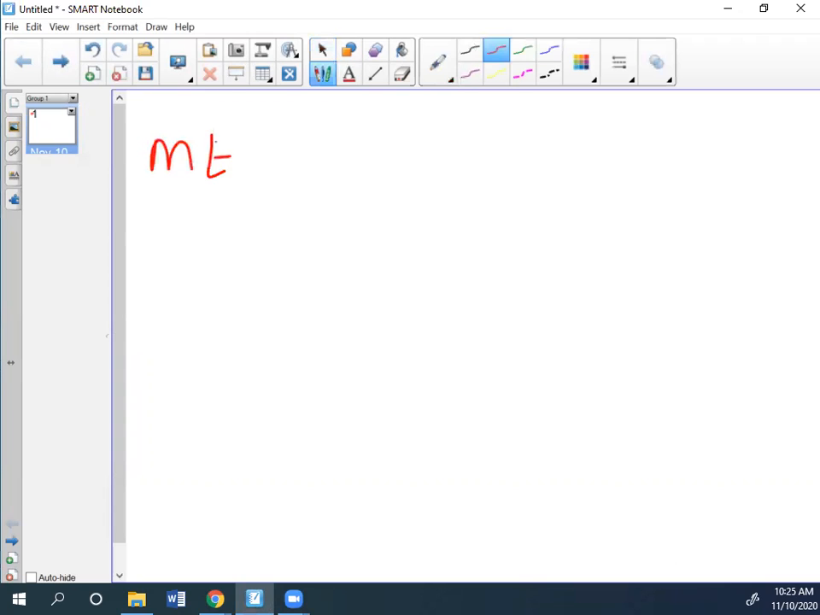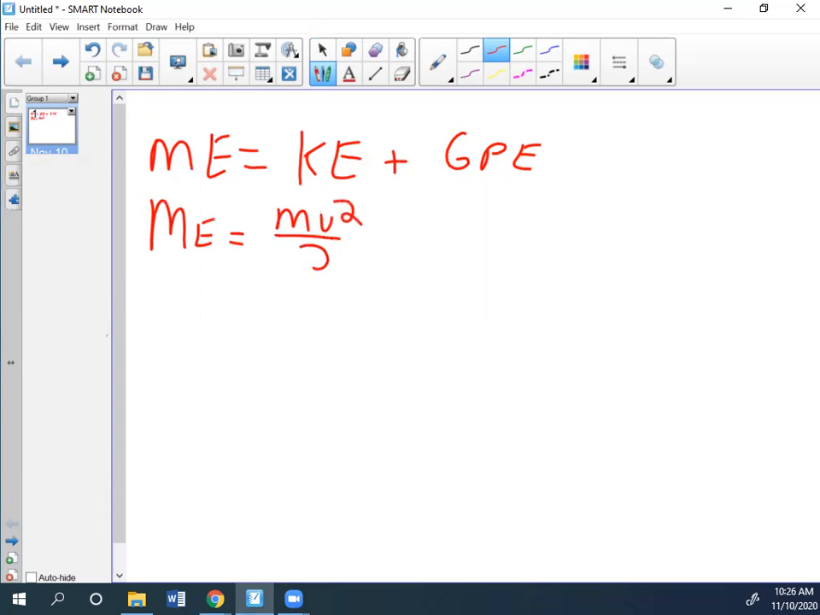Mechanical energy equals the sum of the kinetic plus the gravitational energy. So that's what mechanical energy is. It's the sum of those two things.